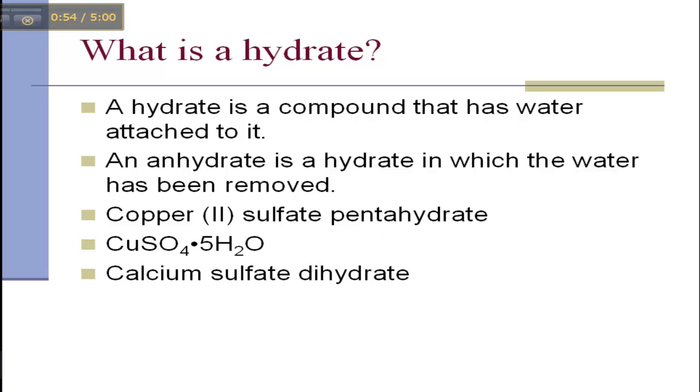So if we have calcium sulfate dihydrate, we write the formula for calcium sulfate, which is CaSO4. We put our dot in there, and di means 2, so 2 waters get attached.